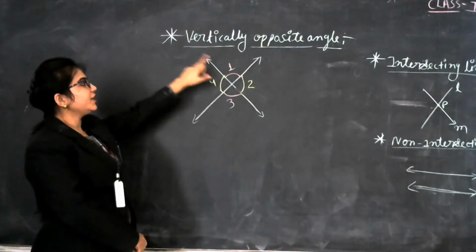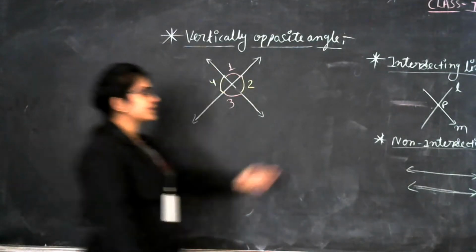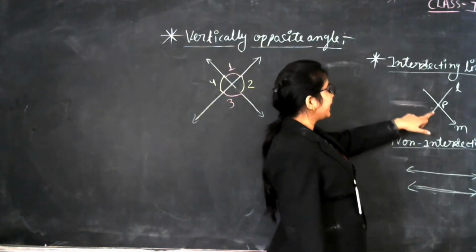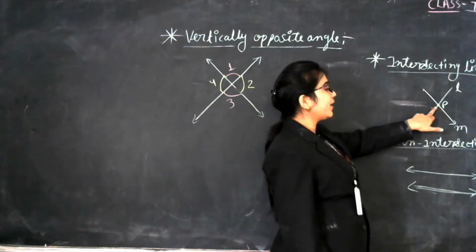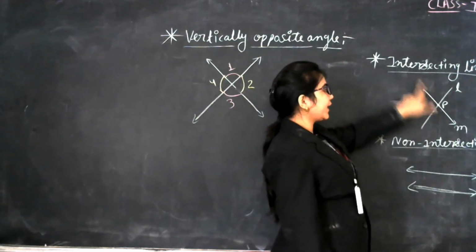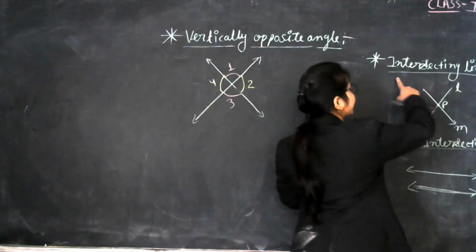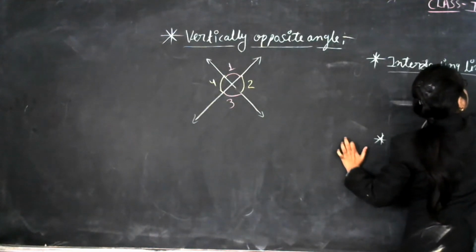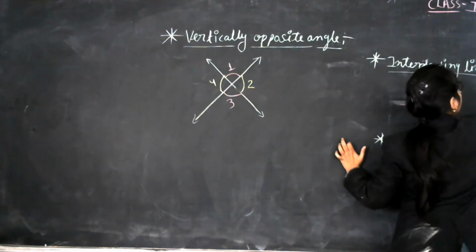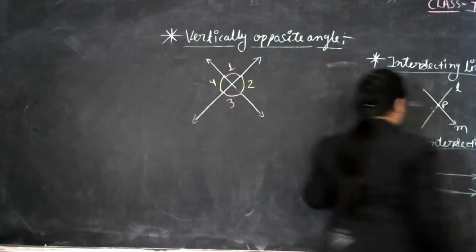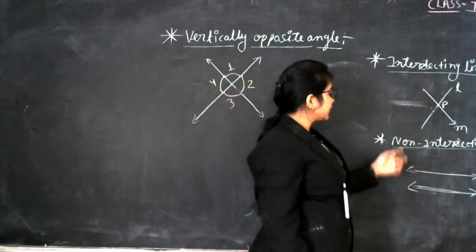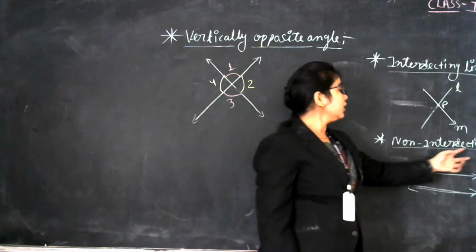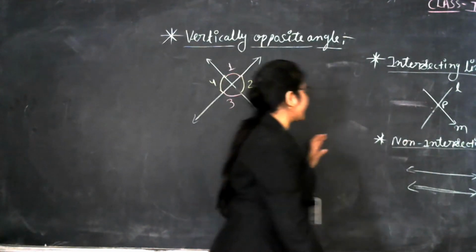Next topic is the vertically opposite angles. First I explain intersecting lines. So what are intersecting lines? When one line intersects another line at a common point, that is called intersecting lines. So P is a common point. Intersecting lines have a common point. And non-intersecting lines means the two lines do not intersect each other at any point. That is called non-intersecting lines, and we also call them parallel lines.